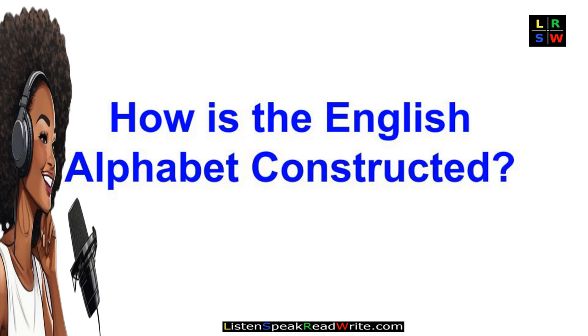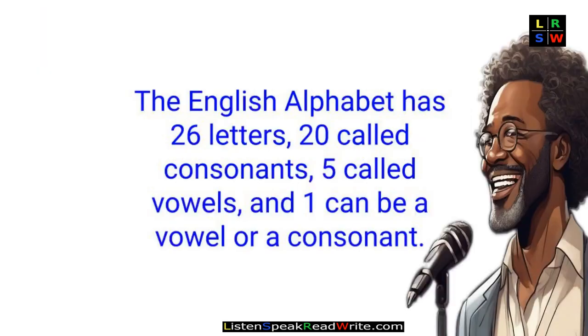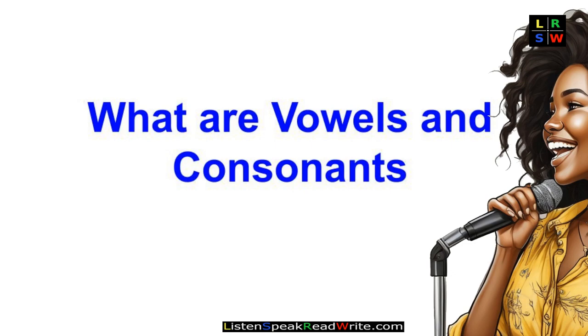How is the English alphabet constructed? The English alphabet has 26 letters, 20 called consonants, 5 called vowels, and 1 can be a vowel or a consonant. What are vowels and consonants?